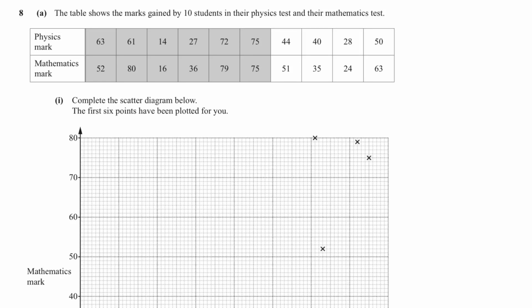Question number 8. We have been given a table that shows us the marks gained by 10 students in physics and mathematics. And we have been given a scatter diagram. The first 6 points have been plotted. We have to plot the other 4 points.